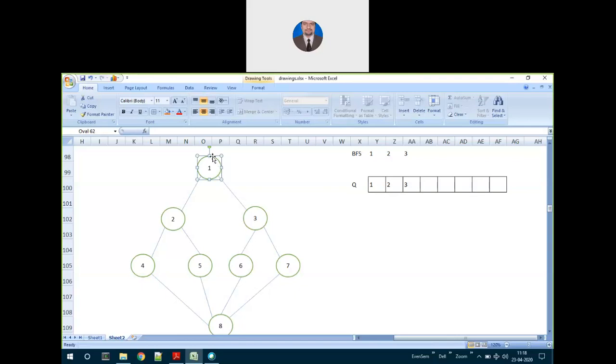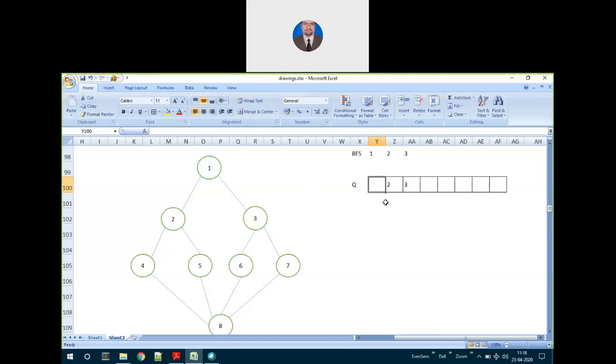Whatever search is possible from 1, that is 1 to 2 and 1 to 3, is done here. So from the queue, I need to delete now. Which one will I be deleting? I should be deleting the one which has entered first, that is 1. Since 1 is now explored, I will remove it from the queue here.